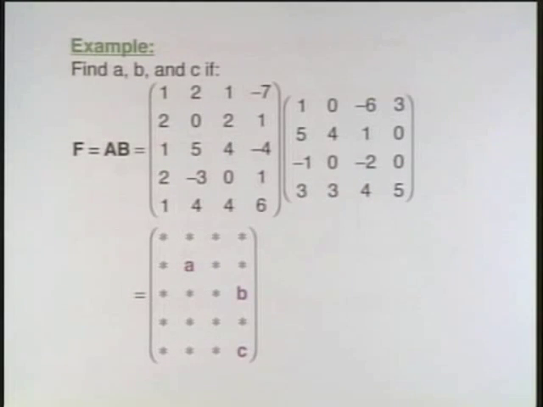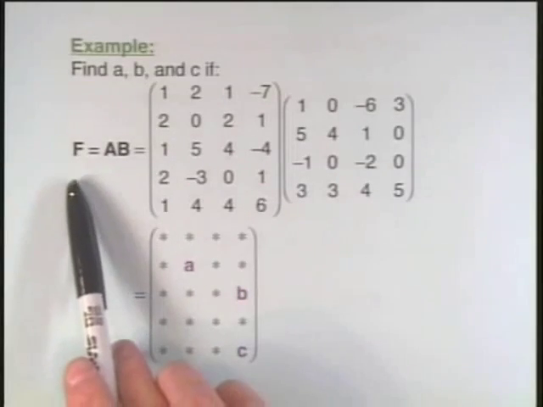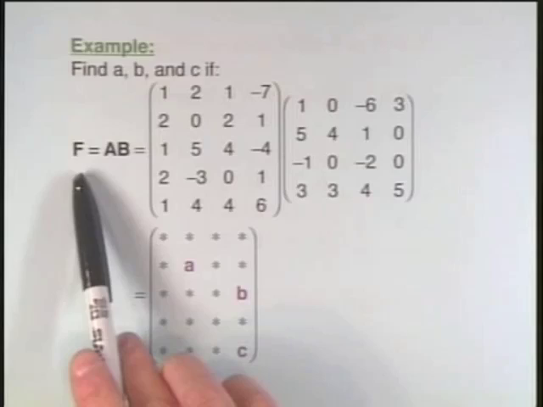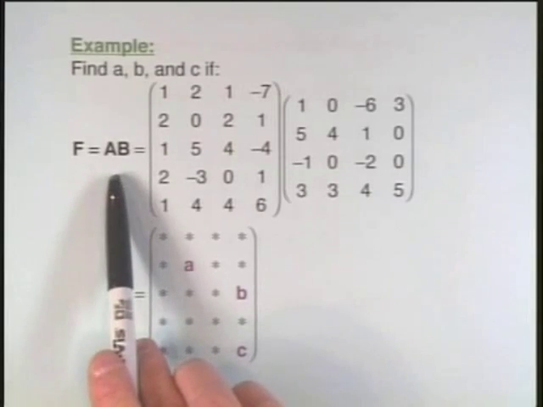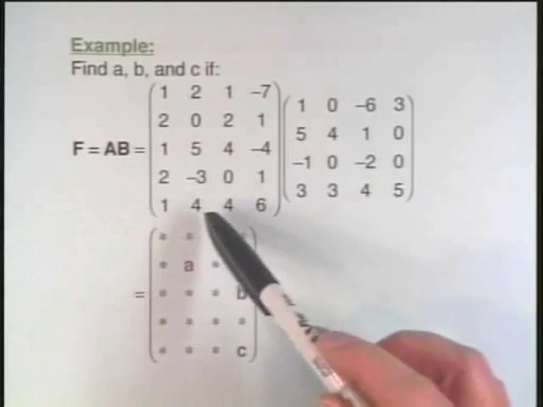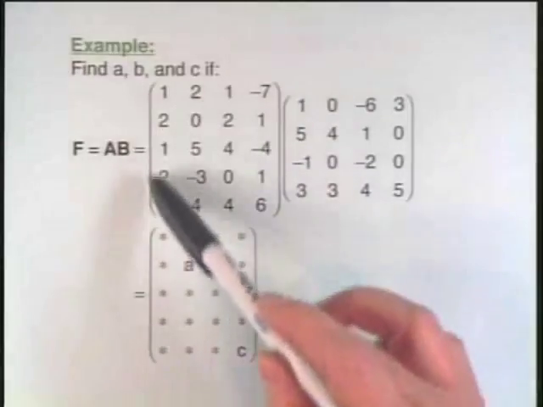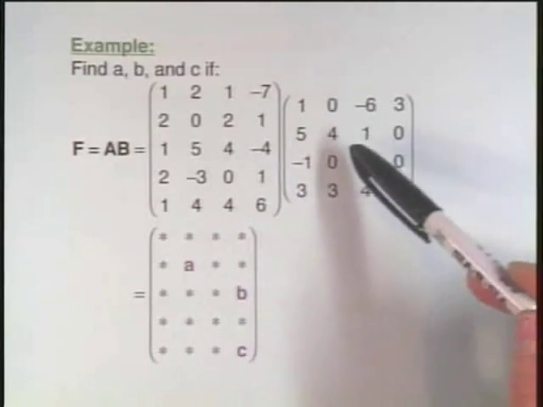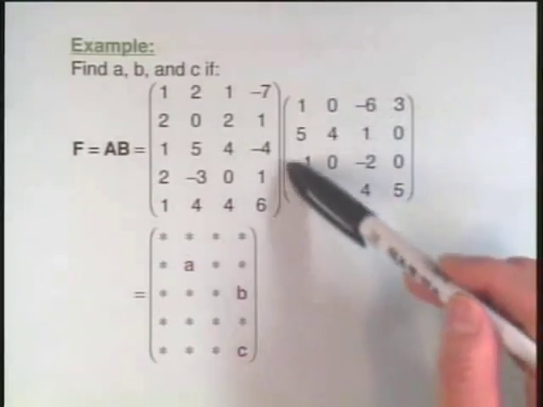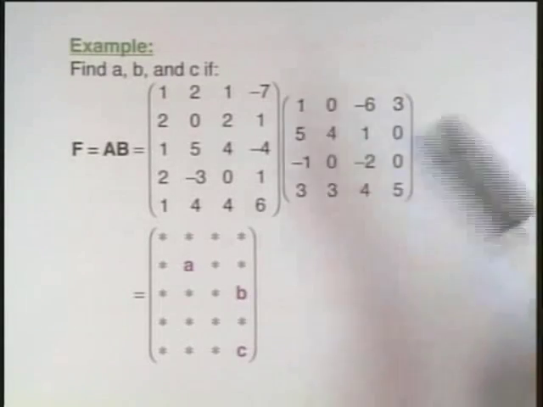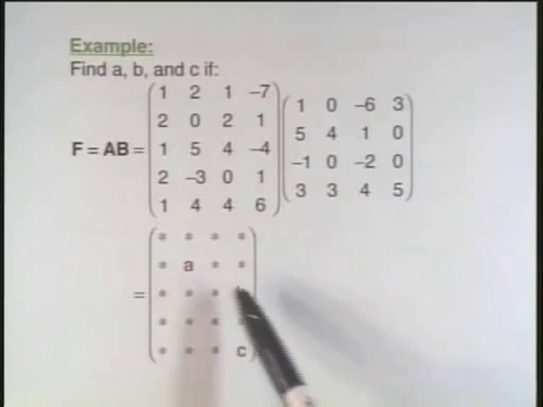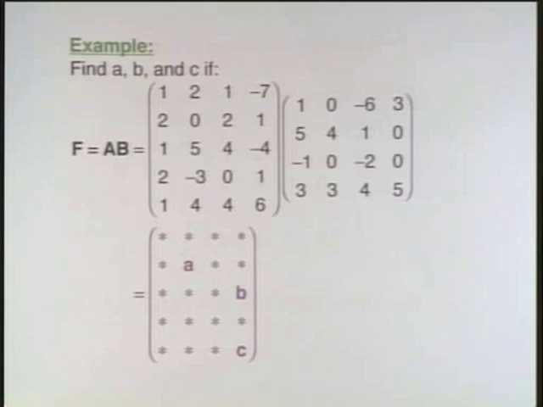Example. We want to find the values of A, B, and C if F is a matrix that is the product of A times B, where A is the 5 by 4 matrix shown here, B is the 4 by 4 matrix shown here. We want to find only the 3 single entries in F in calculating the multiplication.